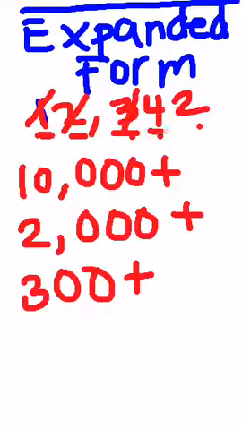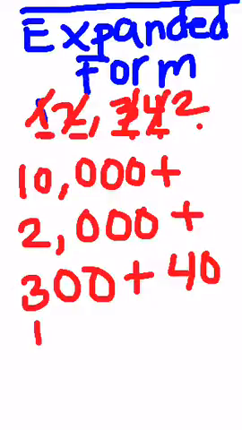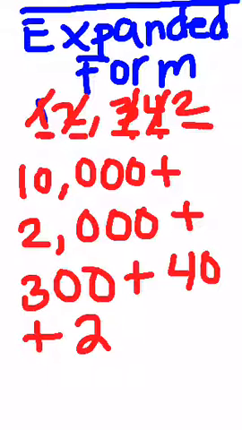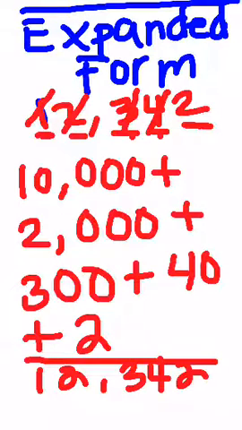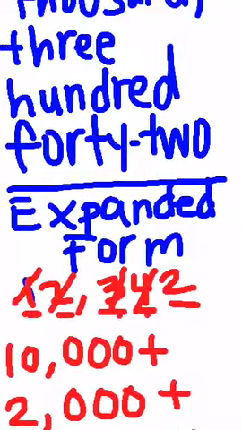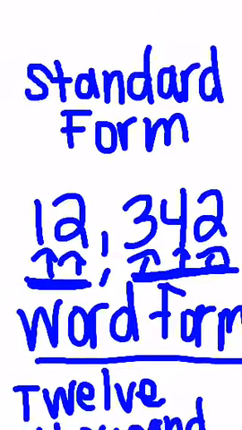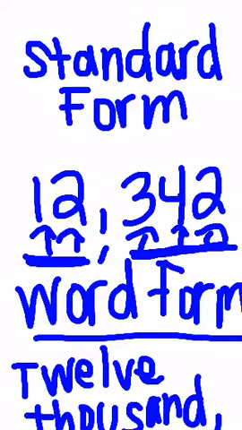My next number is a 4, and that is in the tens place. And the value of the 4 is actually 40. Again, cross it out, plus, and now my last number is in the ones place, and it's a 2. Well, the value of the 2 now will be just 2. And if I add all of these numbers up, it should equal 12,342.